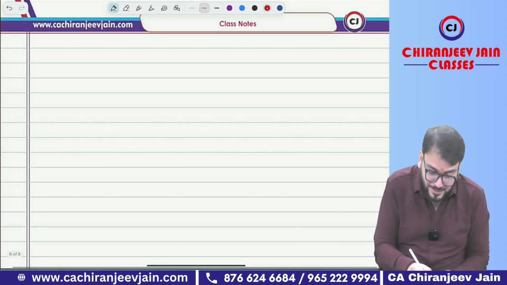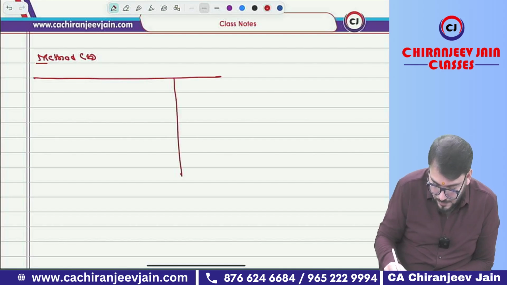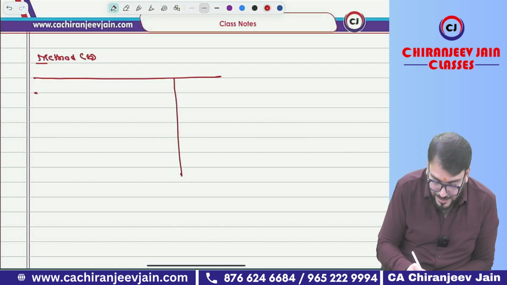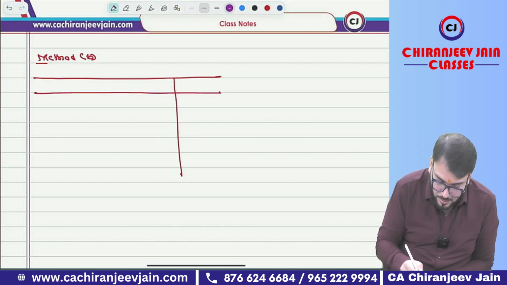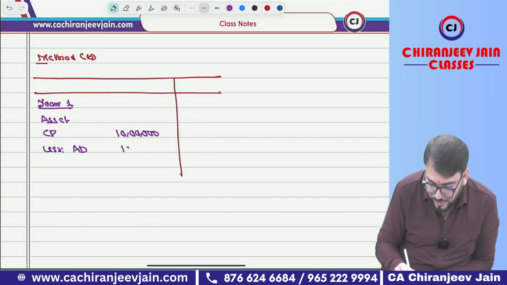Now, if I say method number B, so in that case, in year 1, your asset will be how much? You will say cost price is how much? 10 lakh. And from this you deduct accumulated depreciation of how much?